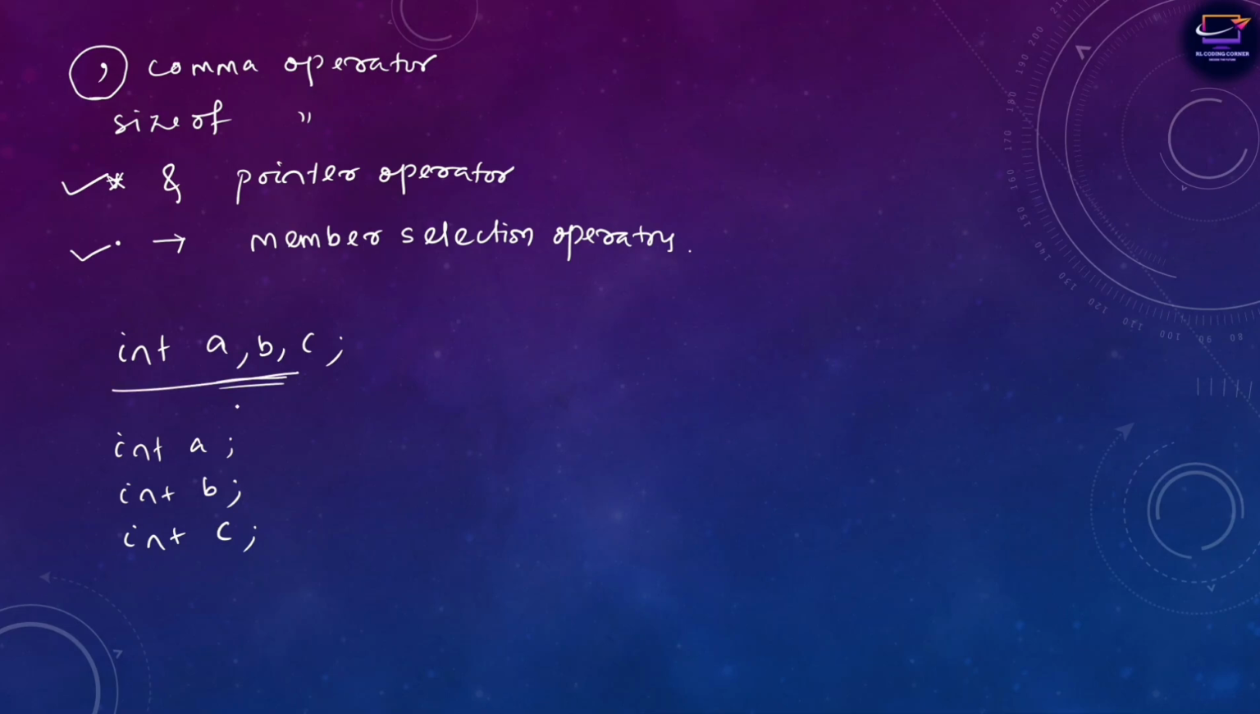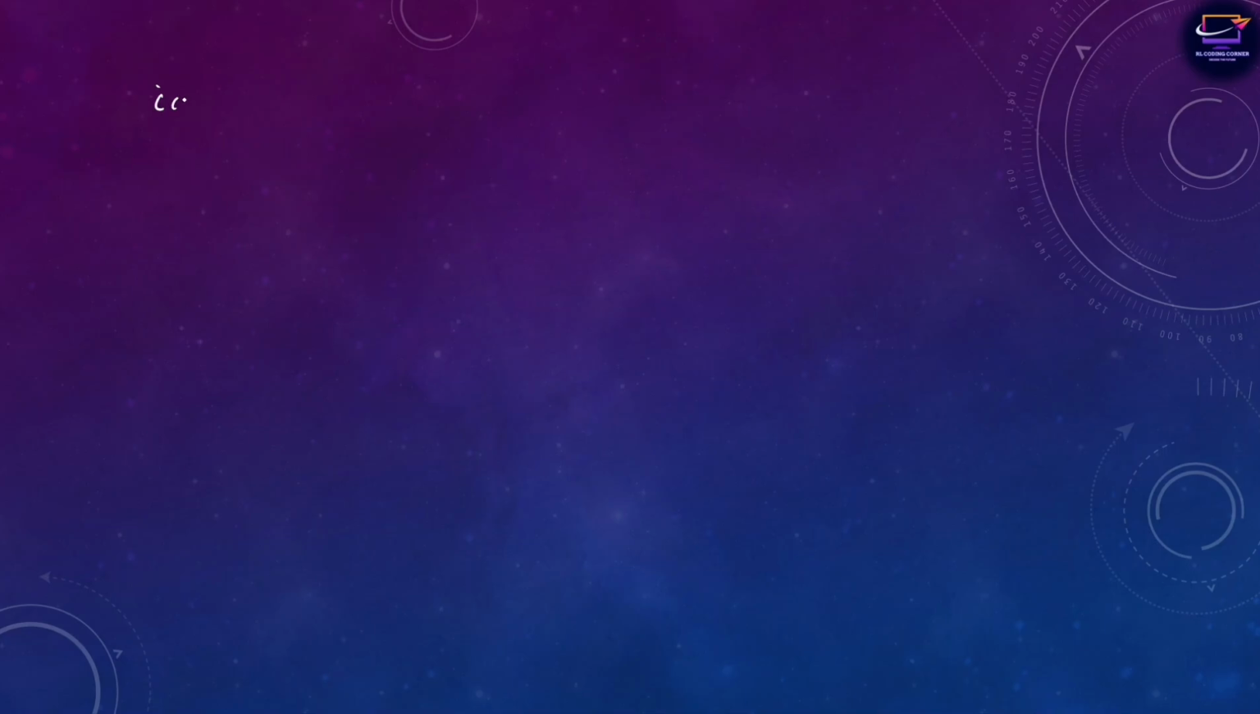And you can initialize them in a single line like int a equals 2 comma b equals 3 comma c equals 4. So here comma is acting as a separator. It separates a, b and c values, right? So when you declare variables, when you declare functions, when you call functions, at that time we use comma as a separator. Okay.